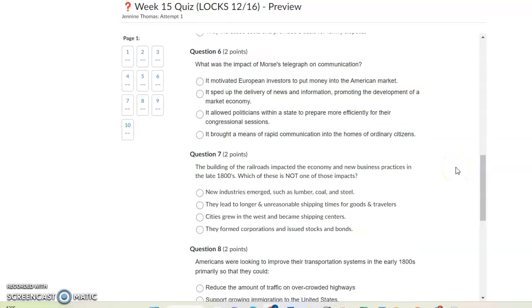What was the impact of Morse's telegraph on communication? A. It motivated European investors to put money into the American market. B. It sped up the delivery of news and information, promoting the development of a market economy. C. It allowed politicians within a state to prepare more efficiently for their congressional sessions. D. It brought a means of rapid communication into the homes of ordinary citizens.